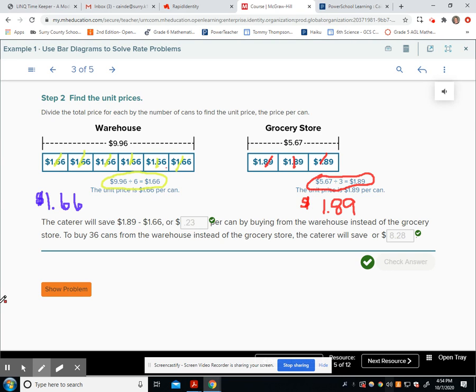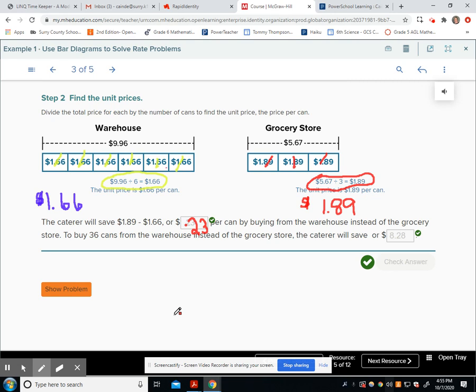So if we look at the last problem here, it asks us how much the caterer will save per can. Well, the caterer will save $1.89 minus $1.66, which is 23 cents per can. It's cheaper to buy them at the warehouse instead of the grocery store.